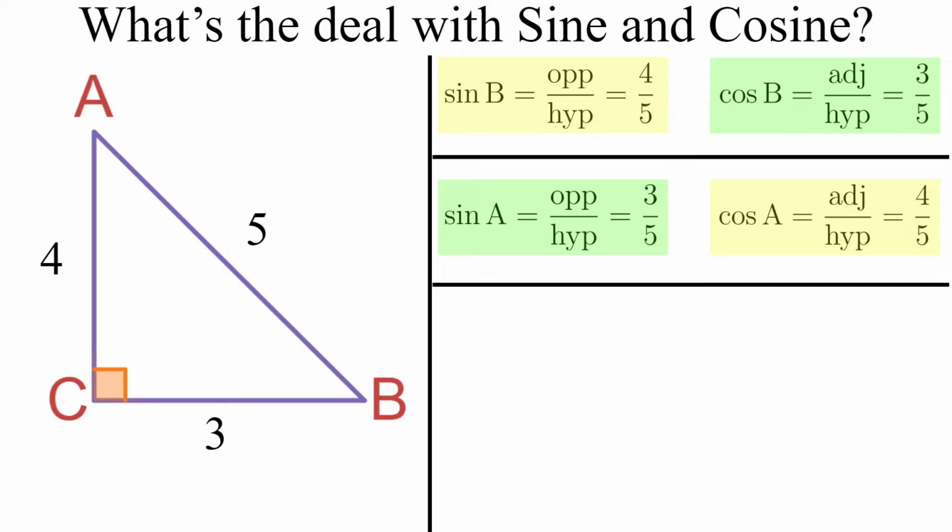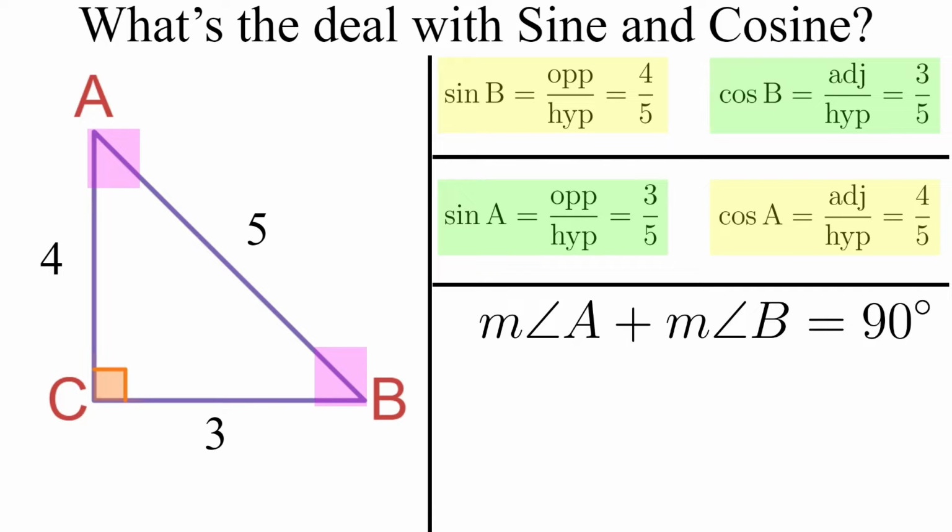One way you can visualize this is that when you switch from angle A to angle B, the opposite and the adjacent switch places. However, this isn't what the SAT expects you to know. What they want you to realize is that this happens with angles that add up to 90 degrees, and these two angles add up to 90 degrees.